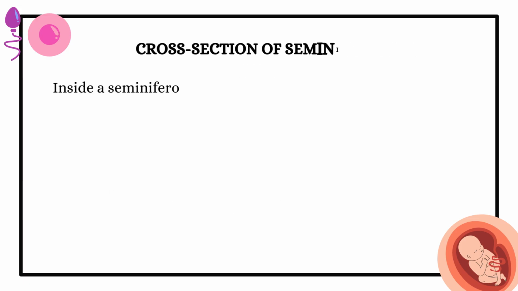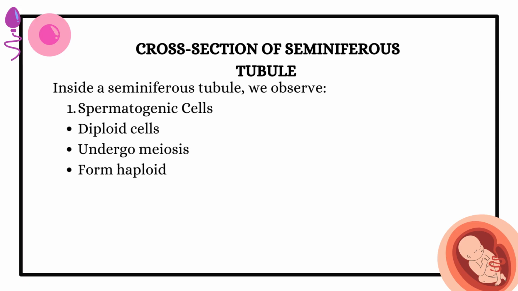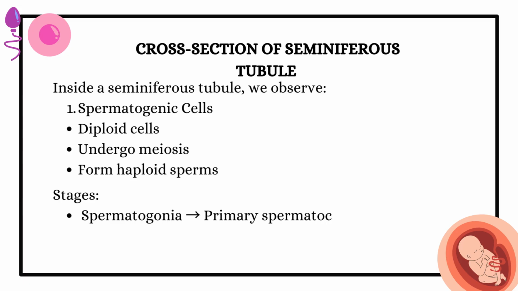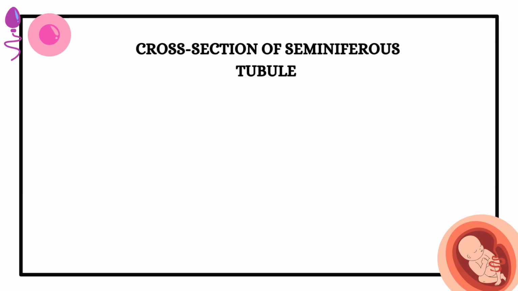Cross-section of seminiferous tubule. Inside a seminiferous tubule, we observe first spermatogenic cells, that are diploid cells. They undergo meiosis and form haploid sperms. The stages include spermatogonia, then primary spermatocytes, then secondary spermatocytes, then spermatids, and finally sperms.